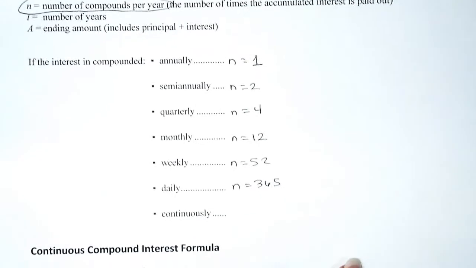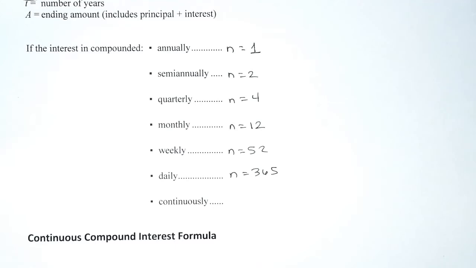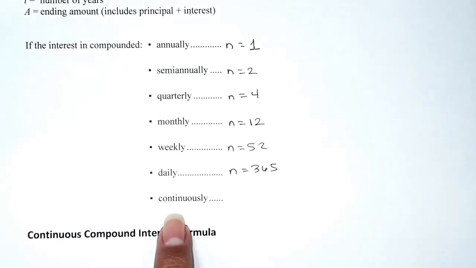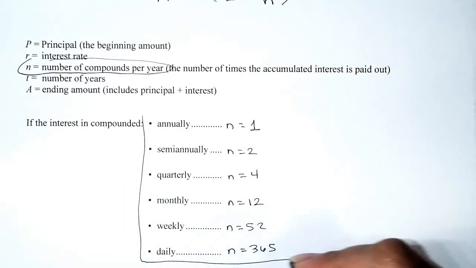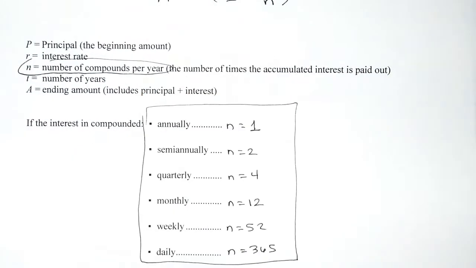Now, what if they say, good news, interest is compounded continuously? I'm like, oh man, what does that mean? How many times is the interest paid out? This doesn't make sense to me. So check it out. If they give you a finite number of compoundings, okay?